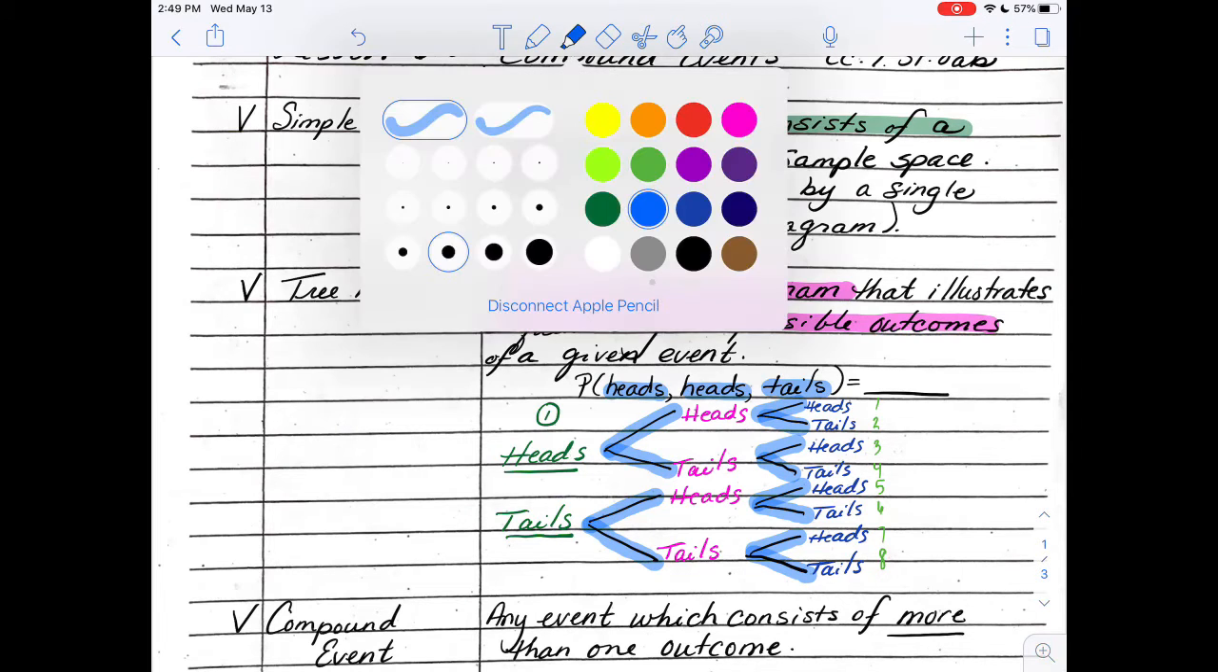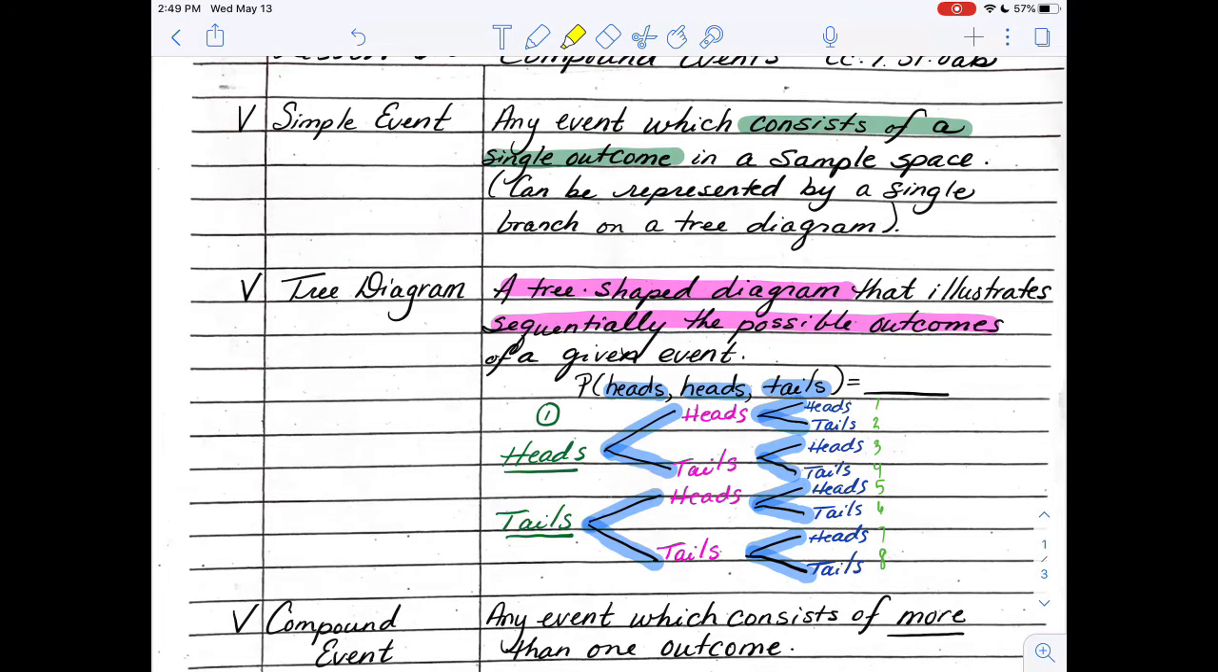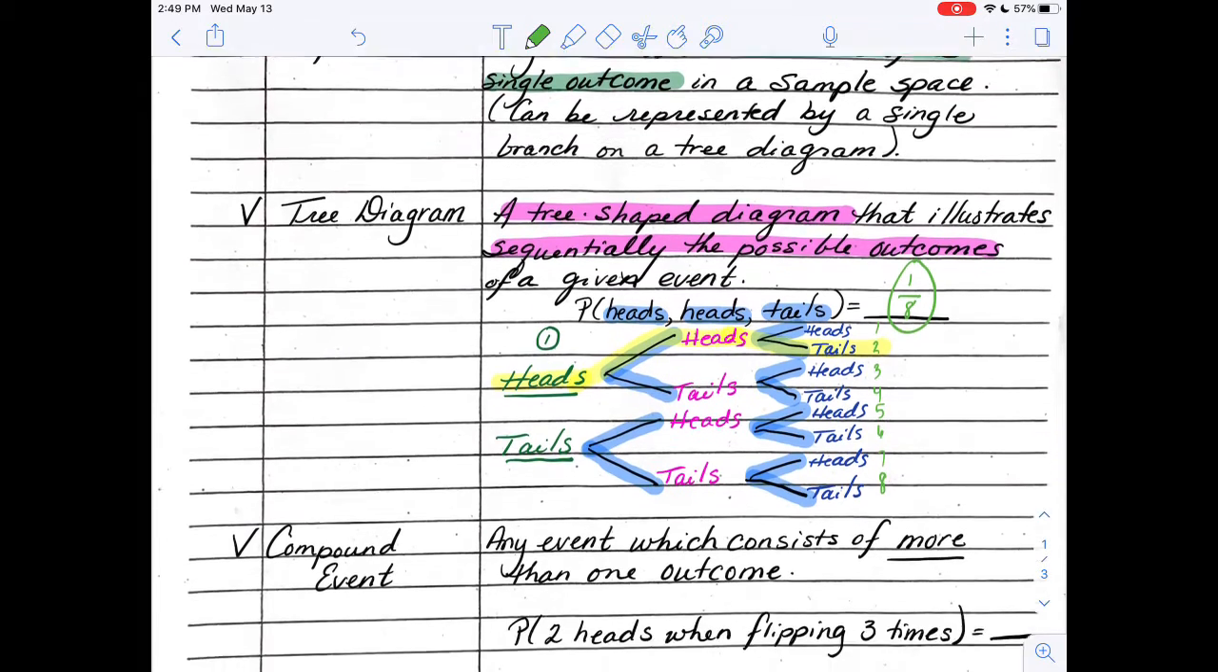Now my question said, I want to know what's the possibility I get a heads, and then a tails, which means I need a heads first. I want this path, the heads, to be second, but I want this path, the tails, to be third. Well, how many ways can I get a heads, and then a tails? Only one. 1 out of a possible 8 different outcomes. So my probability would be 1/8. And notice that's only one branch on that tree diagram. So that's called a simple event.